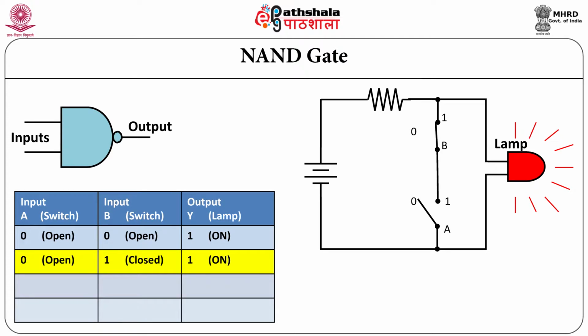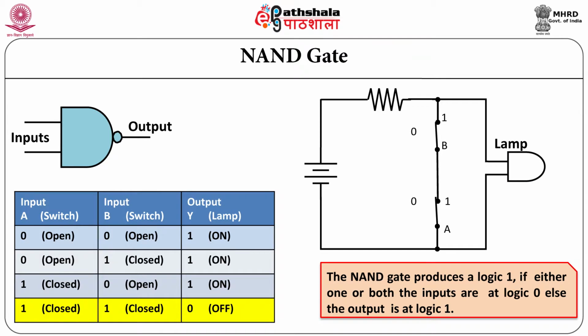The NAND gate produces a high output when any of the inputs, either A or B or both, are low. The lamp is on with the condition that either A or B or both switches are open. The NAND gate produces a low output when both the inputs are at high level. The lamp is off when both the switches are closed.